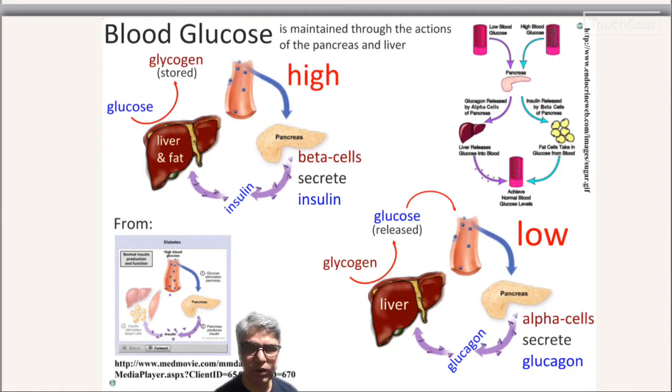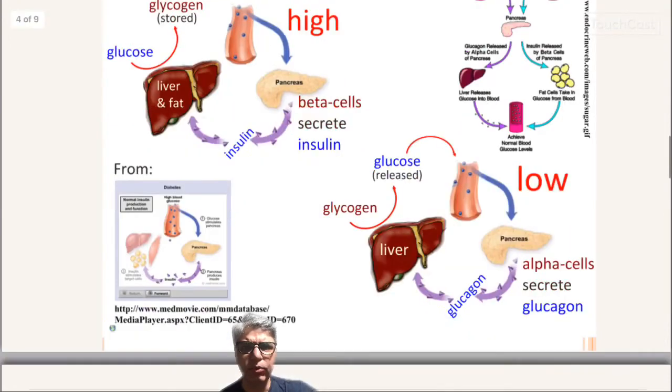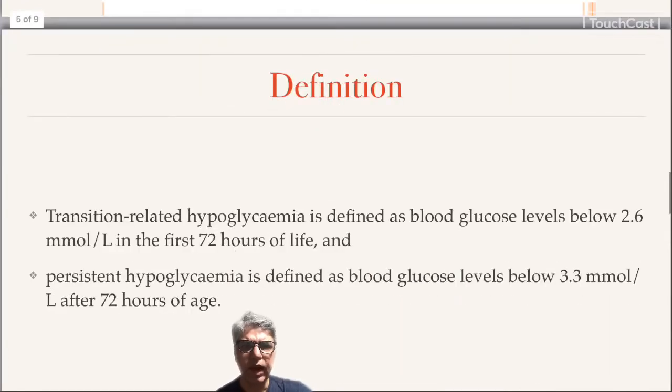Defining neonatal hypoglycemia: neonatal hypoglycemia is defined as a blood glucose level below 2.6 millimoles in the first 72 hours of life, and beyond that, glucose levels less than 3.3 millimoles after 72 hours of age. However, it is difficult to determine exactly what glucose level indicates neonatal hypoglycemia, and a single number cannot be applicable to all infants in all situations.